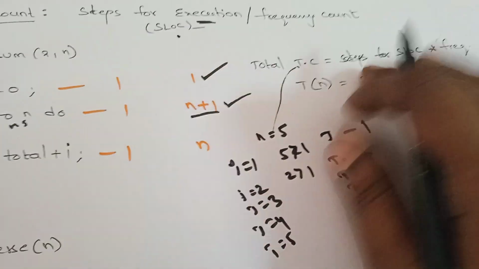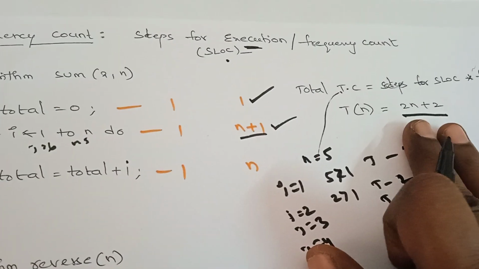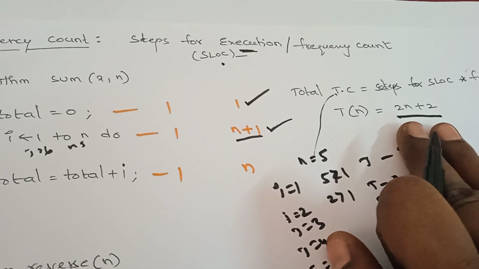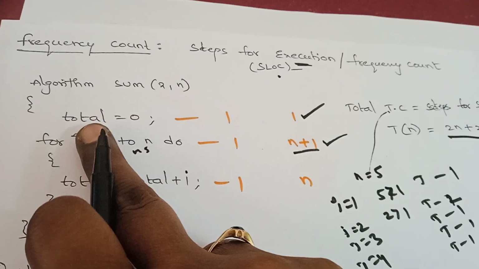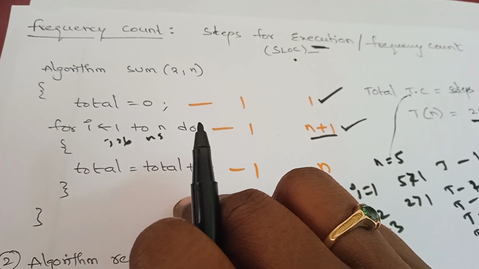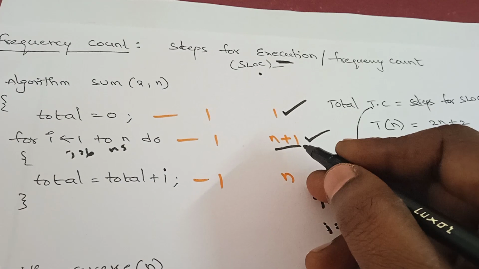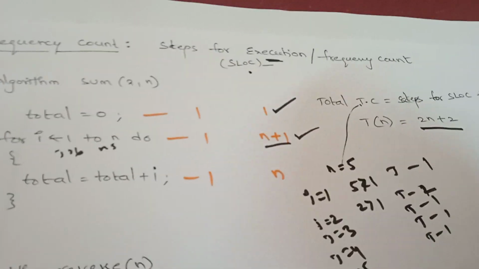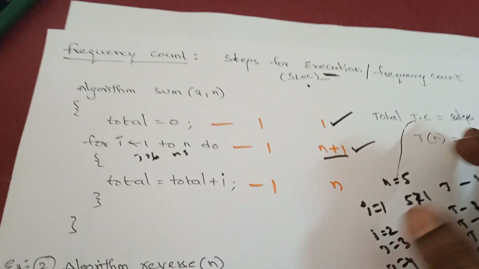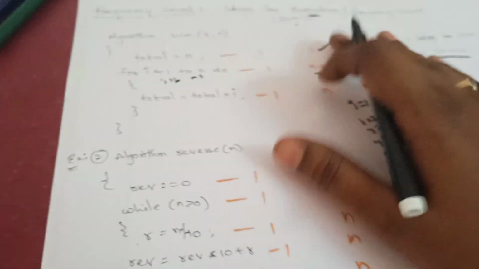Now look at this. The total time complexity of this is 2n plus 2. If you don't have total equal to 0, then the time complexity would be 2n plus 1, right? Okay. So this is the frequency count.